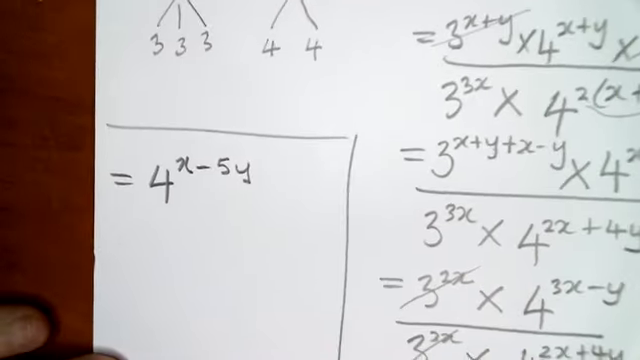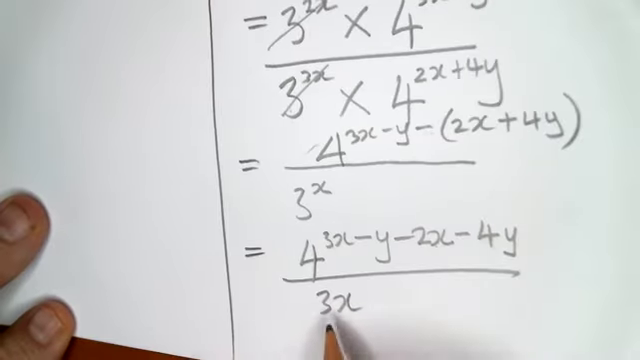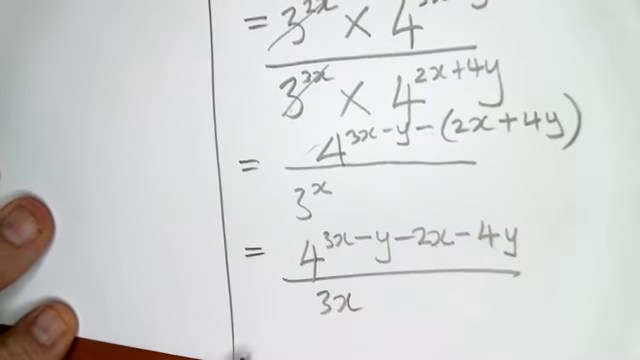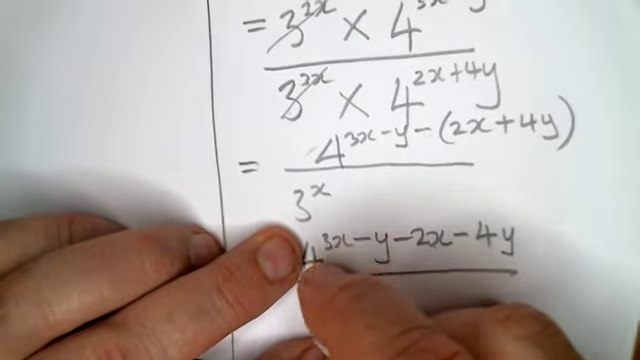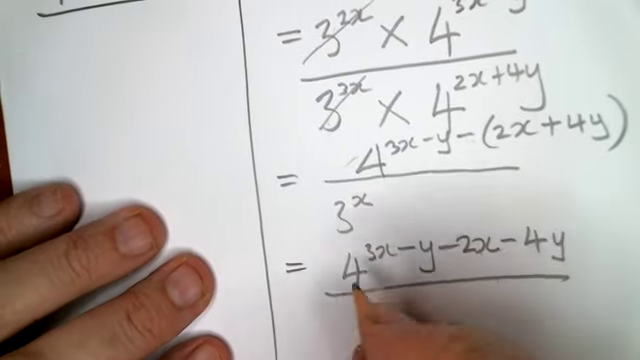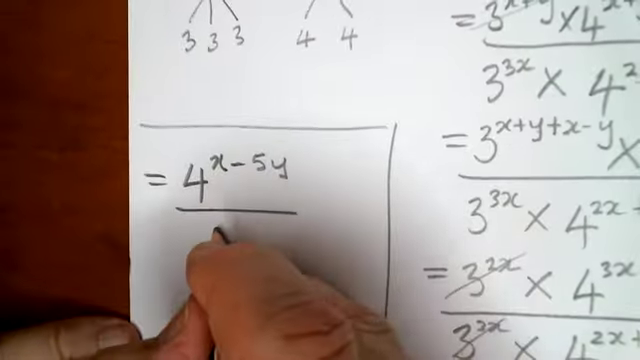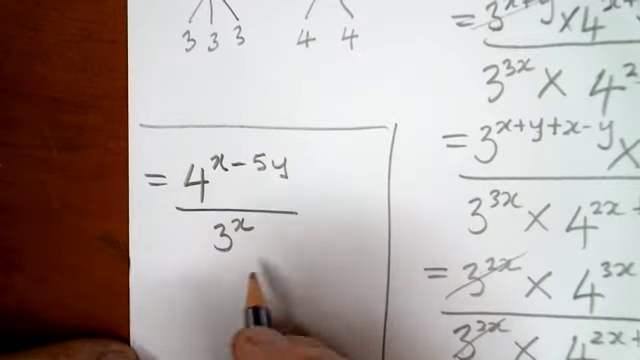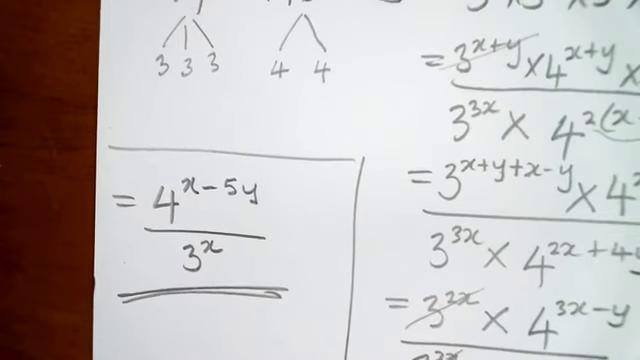Now on the bottom, I've simply got a 3 to the power of, oh, I wrote 3x. It should be 3 to the power of x. So it's 3 to the power of x. And there is my solution.